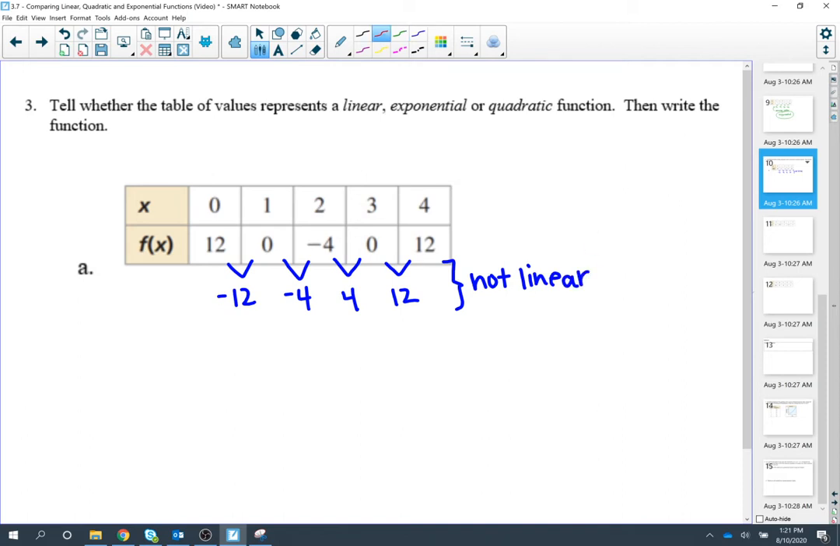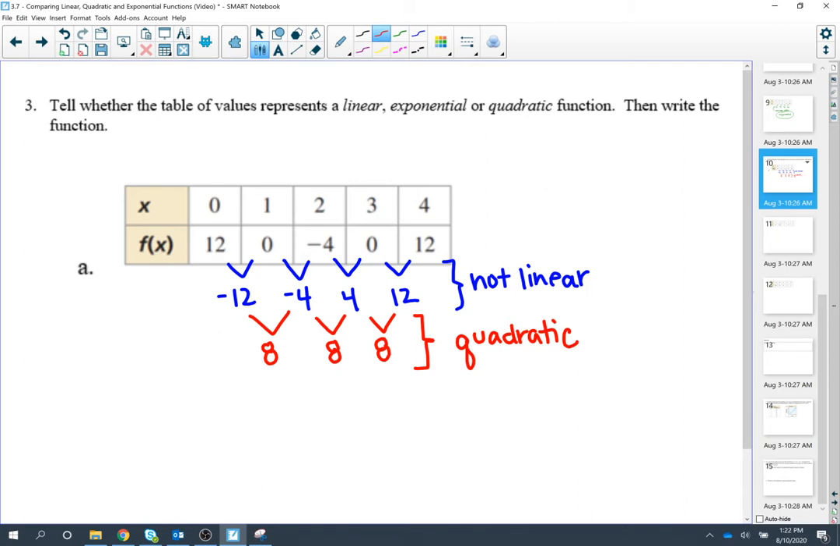So I do it again. How do I get from negative 12 to negative 4? I add 8. How do I get from negative 4 to 4? I add 8. How do I get from 4 to 12? I add 8. My second difference is the same, so I know that this is quadratic.